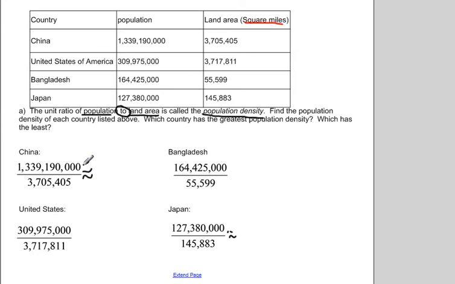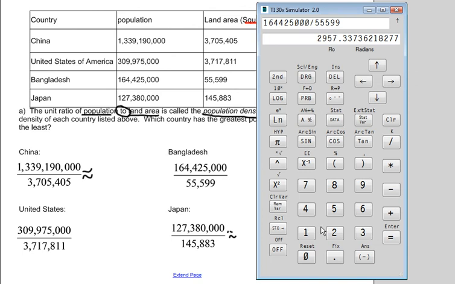I'm going to go ahead and get up my approximately equal to sign because I figured this probably isn't going to divide evenly. And we're going to pull up our calculator and let's do our calculation here. So for China, China's population is over 1 billion. So 1,339,190,000. Okay, and then be sure to get those last zeros on there. Be real careful when you enter these big numbers in your calculator that you enter them correctly. Now, we're going to divide that population by the land area, which for China is 3,705,405 square miles.